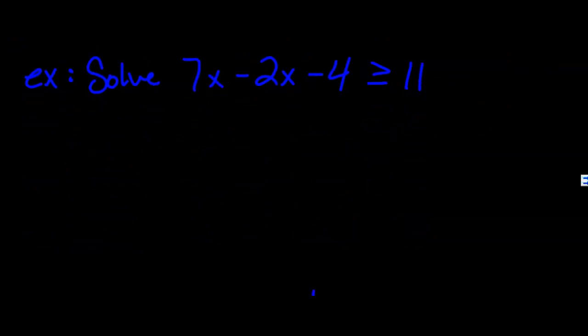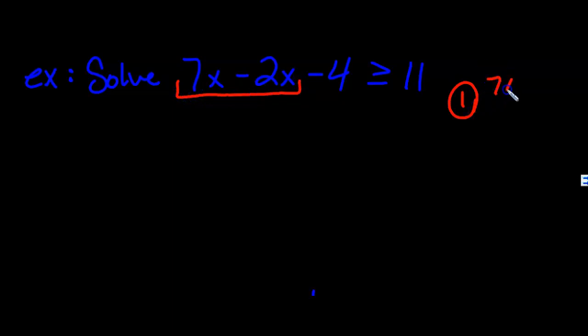Our first example, 7x minus 2x minus 4 is greater than or equal to 11. This is not set up to where we can simply just solve it yet. We first have to combine the like terms. So step one is to combine those like terms.